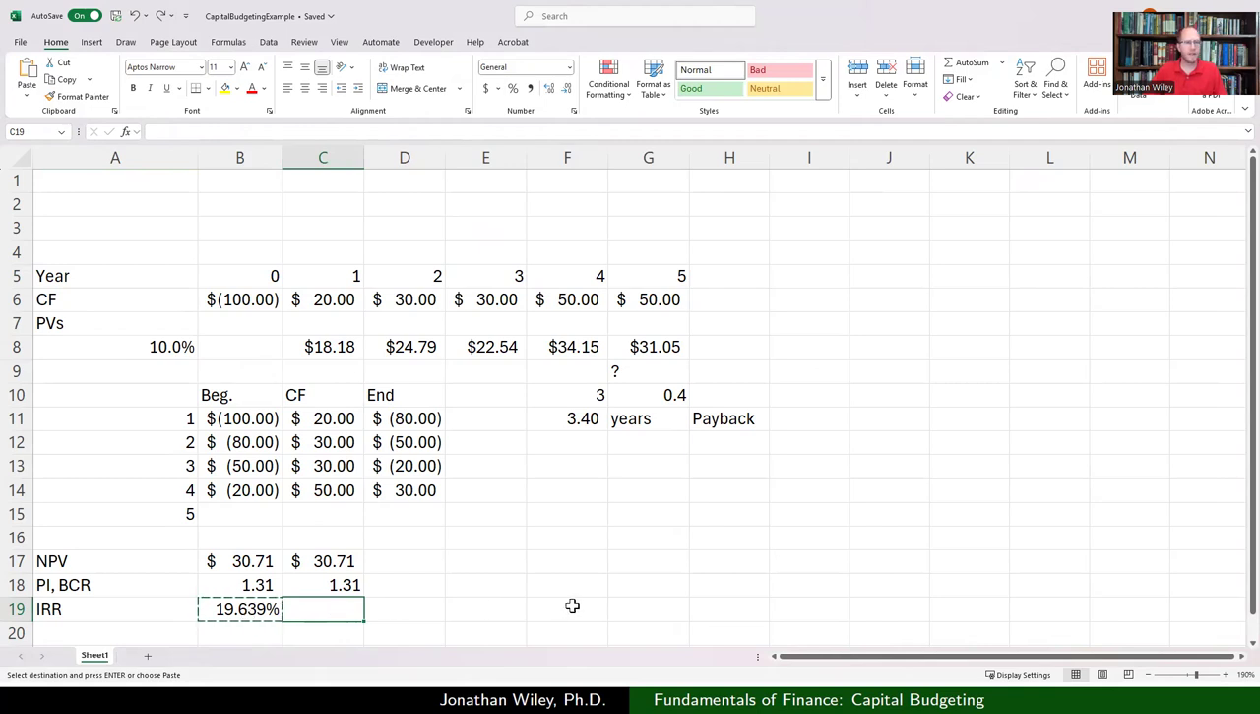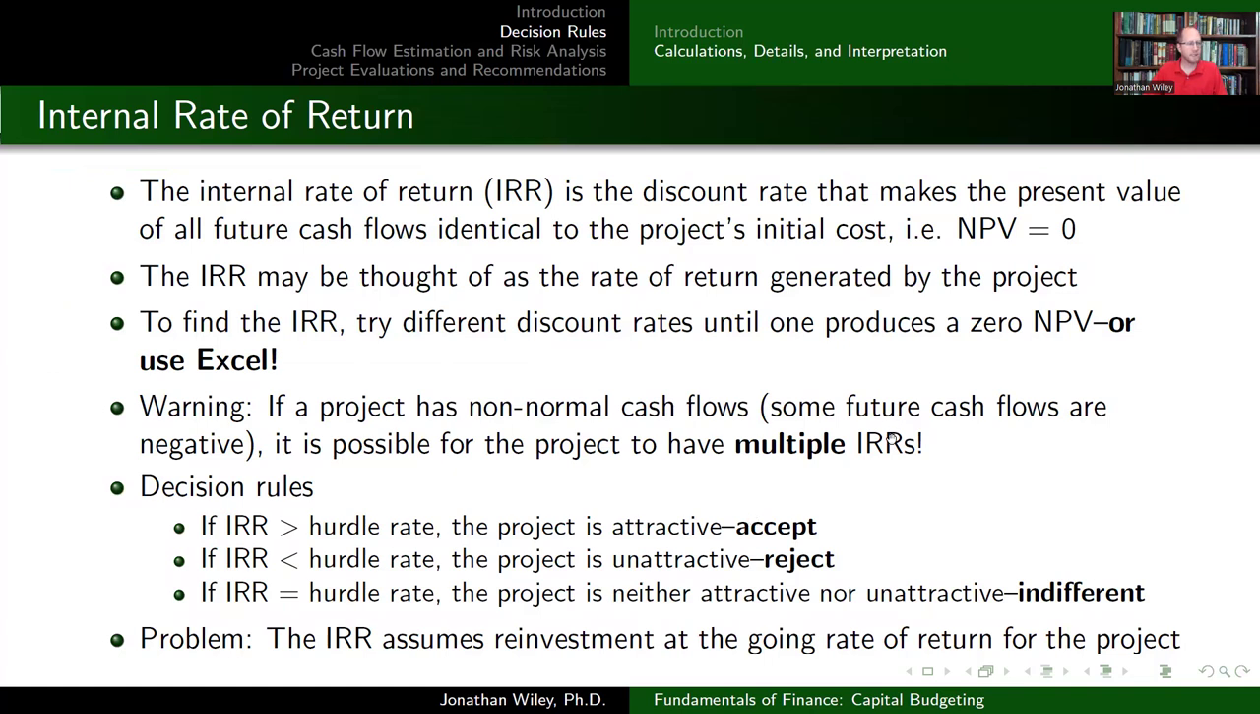So let's talk about how we interpret the IRR then. If the IRR is higher than the hurdle rate, in other words, if the IRR is higher than the risk-adjusted cost of capital, we like the project. If the IRR is less than the hurdle rate, we don't like the project, and we should reject it. If the IRR is exactly equal to the hurdle rate, the project is neither attractive nor unattractive, and we'd basically be indifferent.